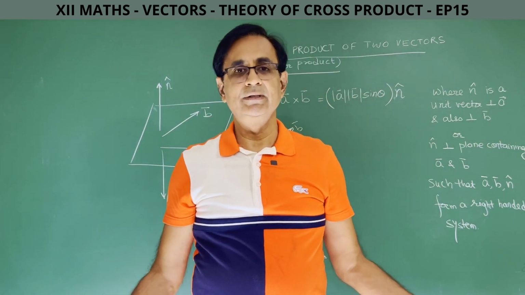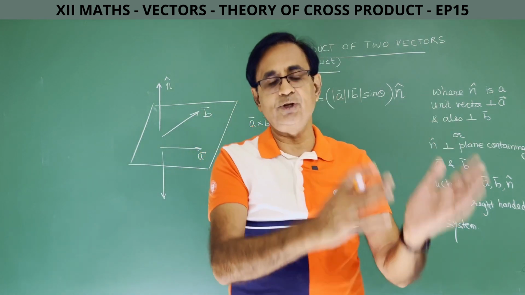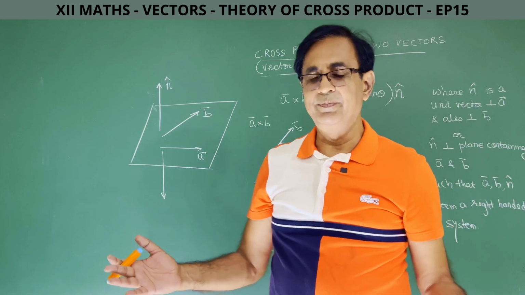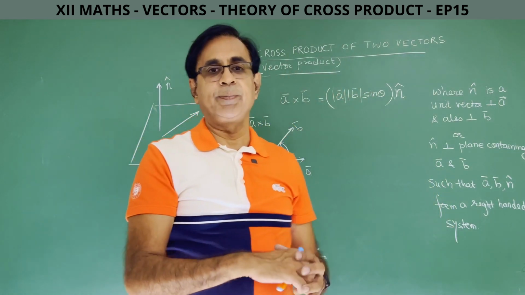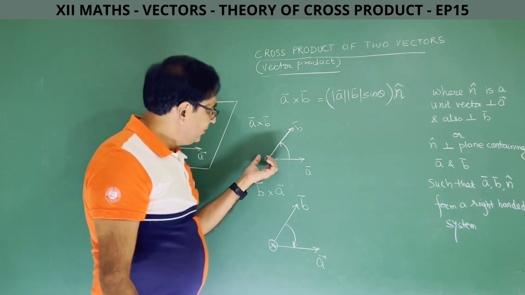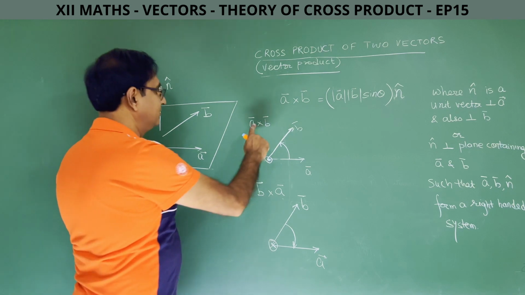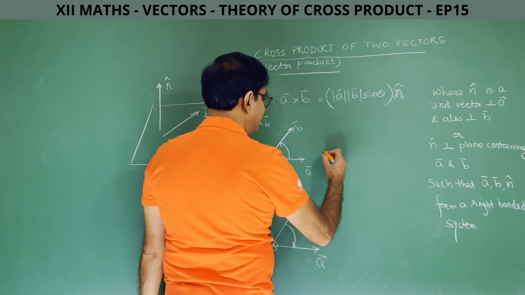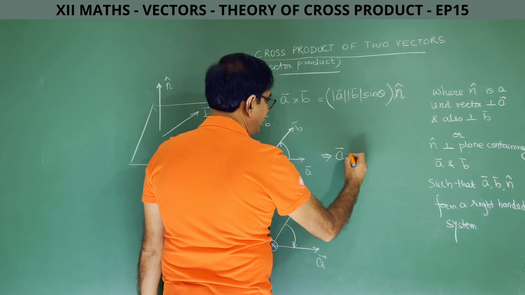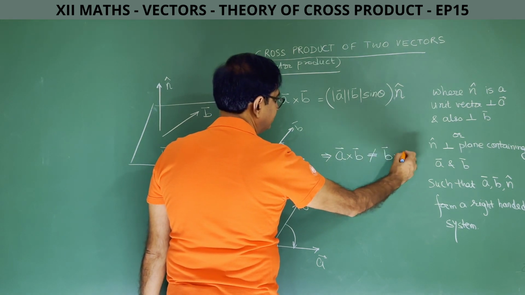In either way, whether it's A cross B or B cross A, both the vectors have the same magnitude. A cross B will be magnitude of A, magnitude of B sin theta. B cross A will be magnitude of B, magnitude of A sin theta. Both will be the same. Both will have directions perpendicular to the plane containing A and B, but there will be a difference. One will be coming out of the blackboard and one will be going inside the blackboard. So I get a formula from here. A cross B is not equal to B cross A.